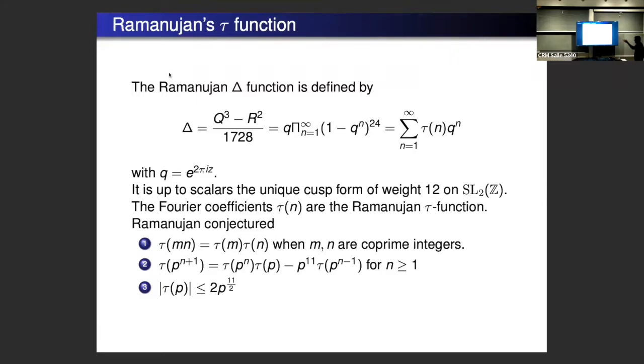And then the third thing, which turned out to be the deepest property, is that the size of tau p is less than or equal to 2 times p to the 5.5, so 2p to the 11 upon 2. So these are the three things he conjectured in this paper. He didn't prove them, but he conjectured them.